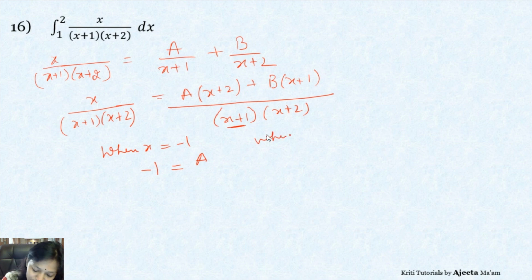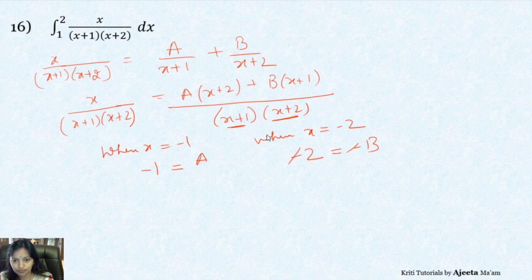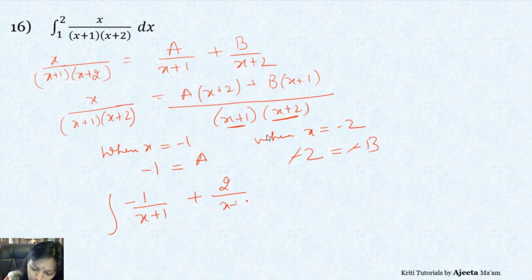So now the other zero will be from the other factor. So when x is -2, let's put -2, a will become 0 automatically and b will be -b. So b is 2. So now our function simply reduces to minus 1 upon x plus 1 plus 2 upon x plus 2. And the limits will remain the same because we have not done any substitution or anything. Okay, let's put it here, so that we are not confused.